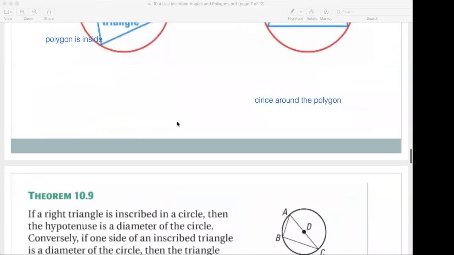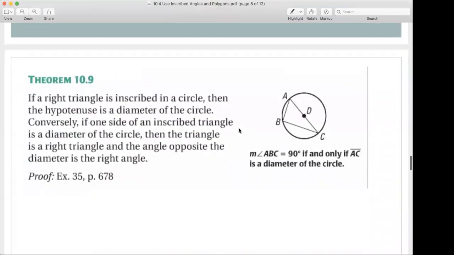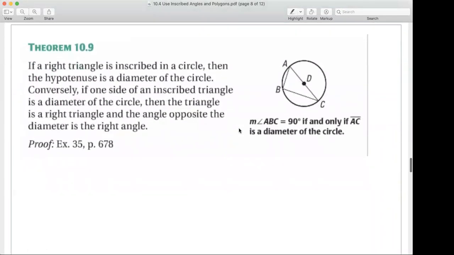All right. So there's going to be some ideas going on with inscribed polygons. Mainly we're going to look at triangles and quadrilaterals. So let's talk about a triangle first. What this is saying is if you've got a triangle inscribed in a circle, and one of the side lengths is a diameter, then you know that the angle opposite that has to be 90 degrees.